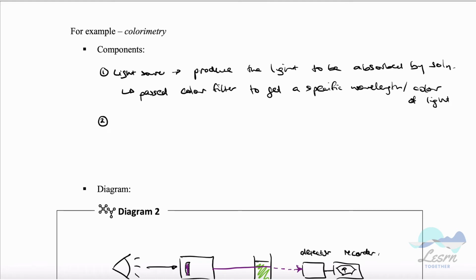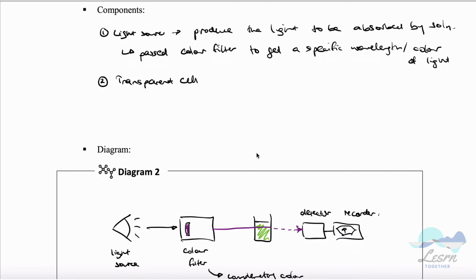And then the second thing is what's known as a transparent cell, okay? The transparent cell is essentially to hold our sample, and we need it to be transparent because we need the light to be able to pass through for it to be absorbed by the solution, not by the actual cell itself. So that's why it's a transparent cell, to hold the sample. And then the third thing is a detector. And the point of the detector, like we said, was to measure the intensity of light.